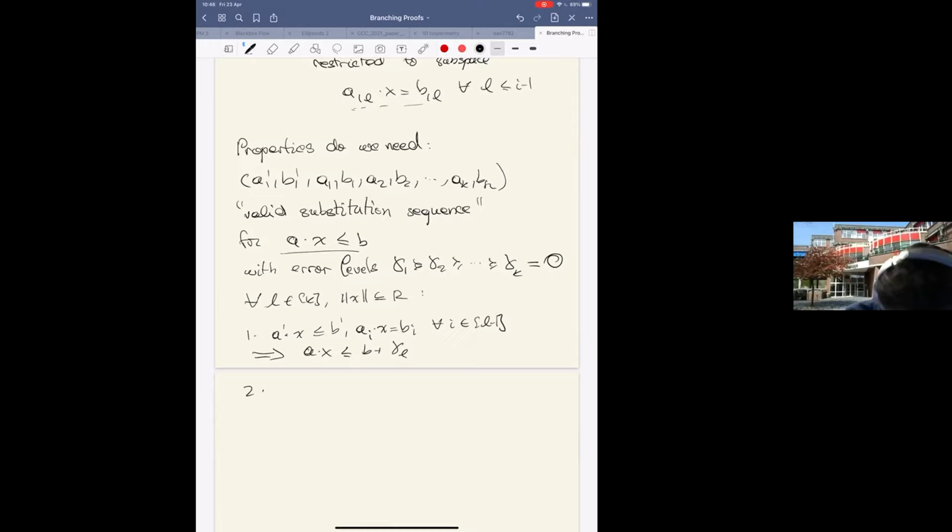The second property I need is the following. It says that if I branch on one of the building block inequalities, and hopefully it will be somewhat clear how this connects to my favorite lemma, then what do I know?